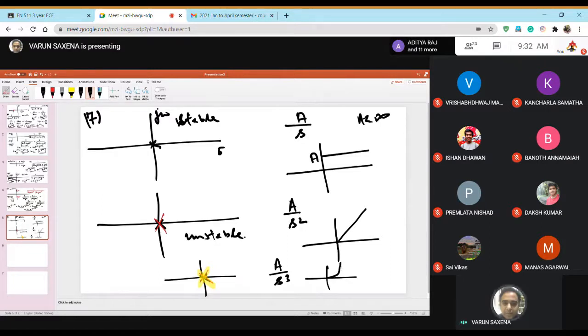This will go something like this, a parabolic t square kind of a thing. So again, this is going to be unstable. So you have an idea now, based on the location of the roots, whether the system is going to be stable or not. We have considered 8 possibilities.